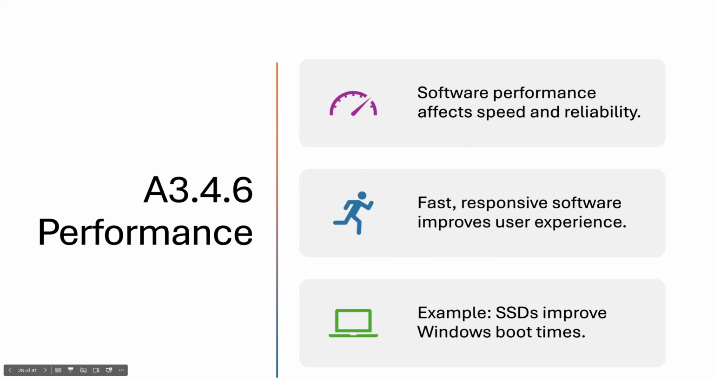Performance is also a big factor. So software performance affects speed and reliability. Fast, responsive software improves user experience. If you think about it, how many times have you opened a program or app on your PC or your phone or your tablet and think, oh my God, this is really, really slow. I really don't want to use this piece of software now. And then you either try something else that's much faster and much better, or you're simply frustrated every time you open that one.